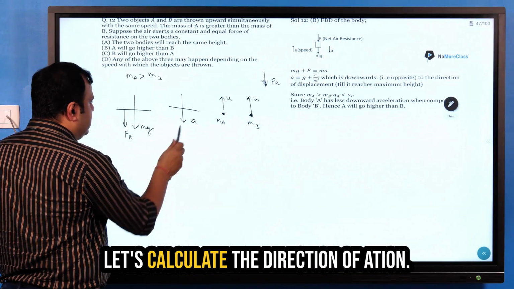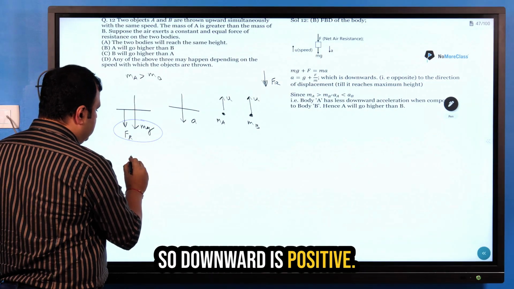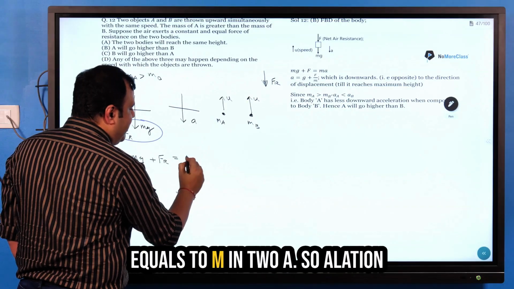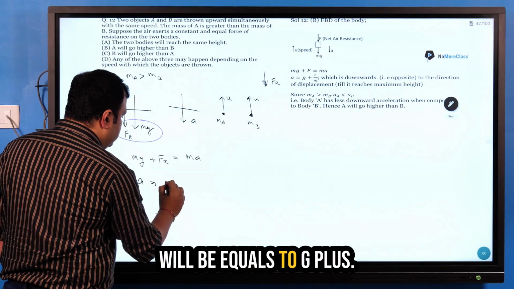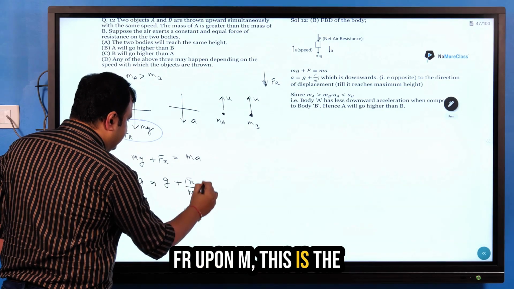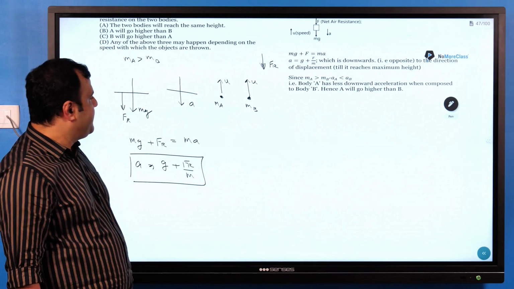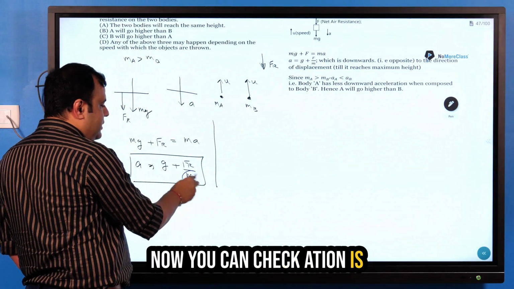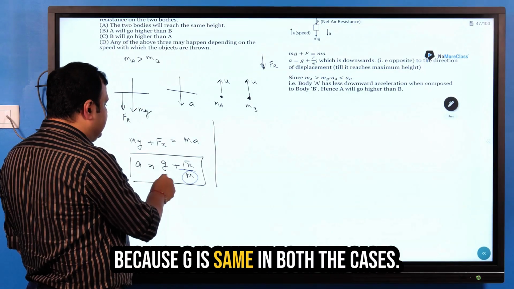Let's calculate. The direction of acceleration we take as positive. So downward is positive. Mg plus FR will be equal to M into a. So acceleration will be equal to g plus FR upon M. This is the acceleration we are getting. Now you can check, acceleration is inversely proportional to M because g is same in both the cases.